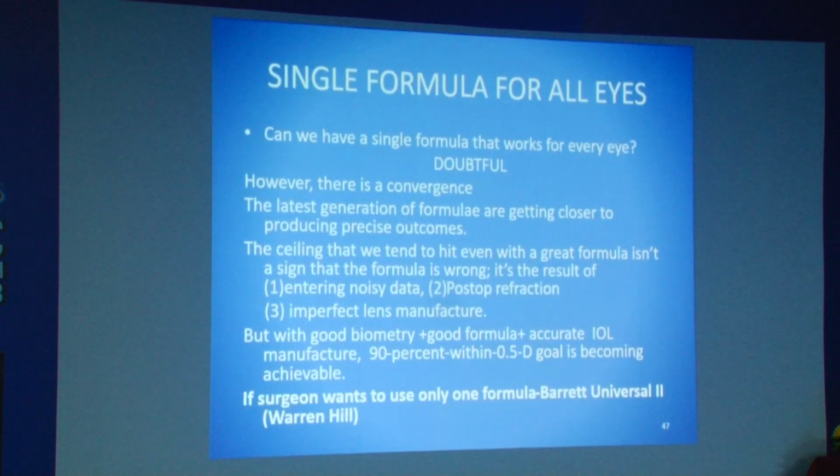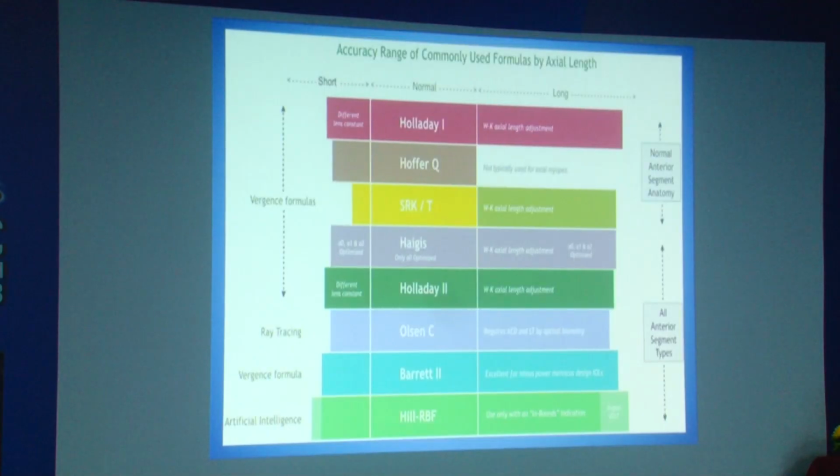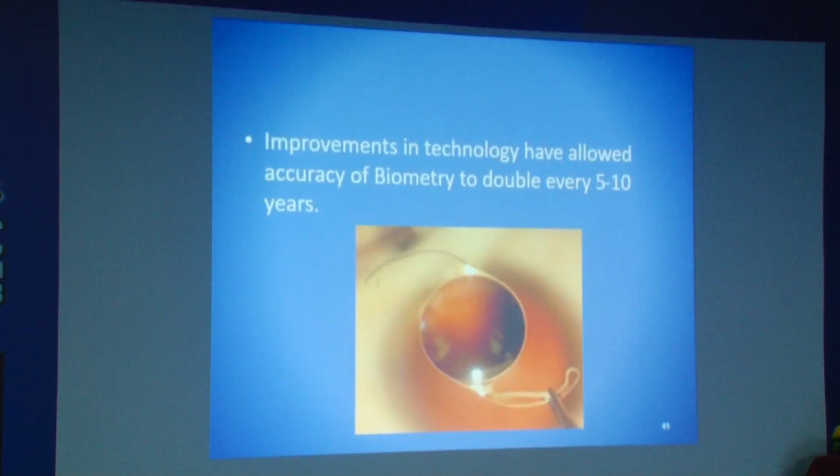So have we reached a stage where we can use a single formula? I'll just take a minute more. Where you can use a single formula for all eyes, it's difficult to say, but the closest formula which fits the bill is Barrett Universal 2. So this slide has shown that these are the formulas which are outperforming the earlier generation formulas. Improvements in technology have allowed the accuracy of biometry to double every 5 to 10 years.